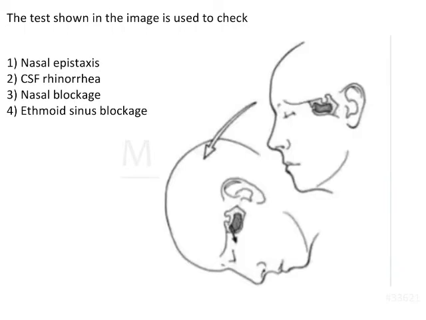So the question over here is, the test shown in the image is used to check. This is again a very straightforward question. It is used to check CSF rhinorrhea because if you can see in the image over here, there is some fluid that is being pushed out from the sphenoidal sinus downwards. So the answer is going to be CSF rhinorrhea.